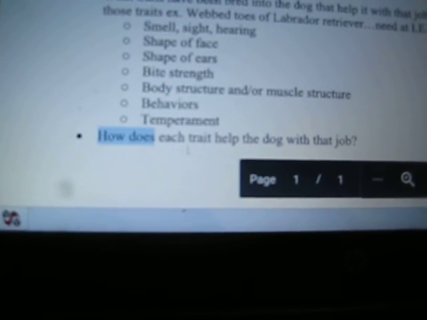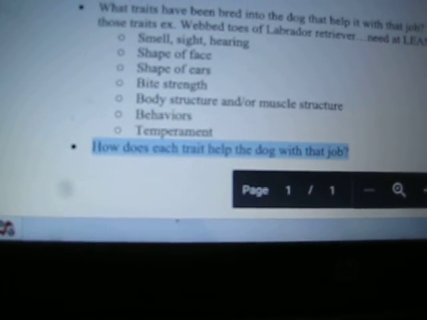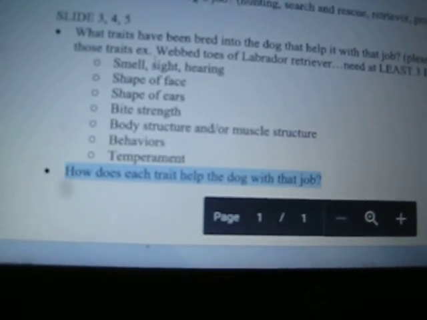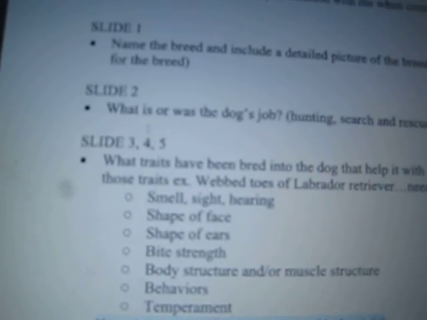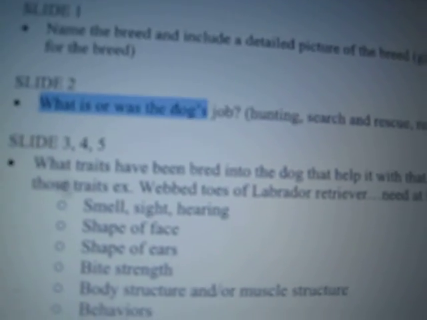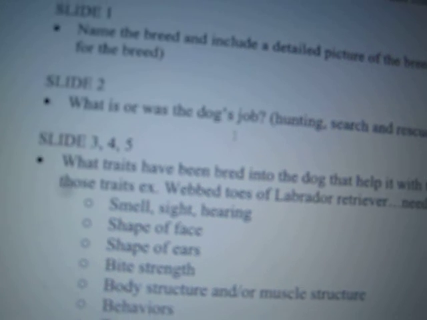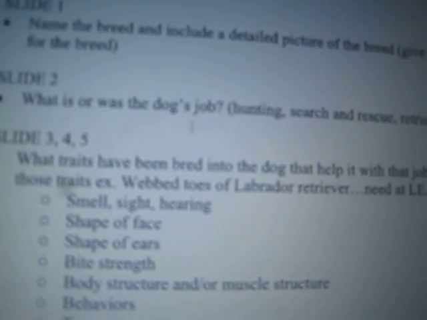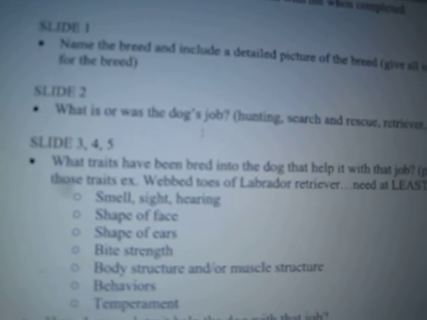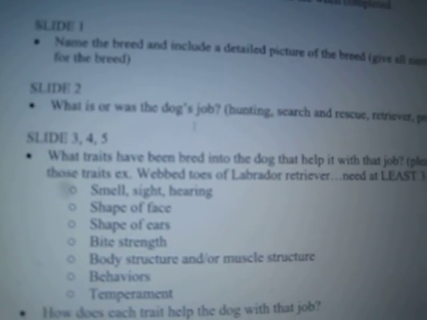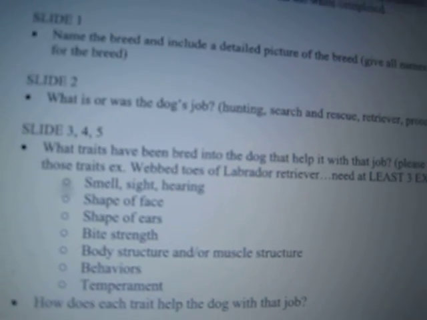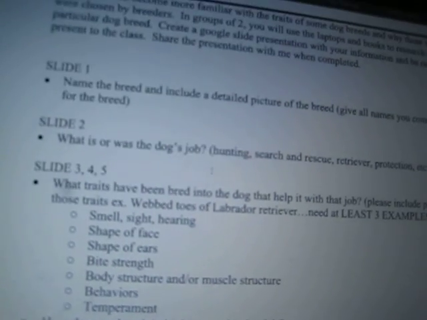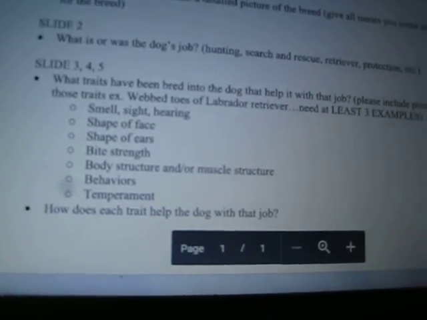And then finally, how does each trait help the dog with that job? So on each slide, after you talk about the trait, what does it do to help the dog do its job? And I just explained all of those. Really focus on the dog's original job. I remember one year I had someone do a German Shepherd, and they said, oh, German Shepherd, it's a police dog. No, actually the German Shepherd was originally created to protect sheep. It was a shepherding dog, and it has certain traits that obviously play a role in protecting. Its shepherding job obviously played a role in it becoming a good police dog, so on and so forth. If you want to tag that on to the end, you can totally do that.